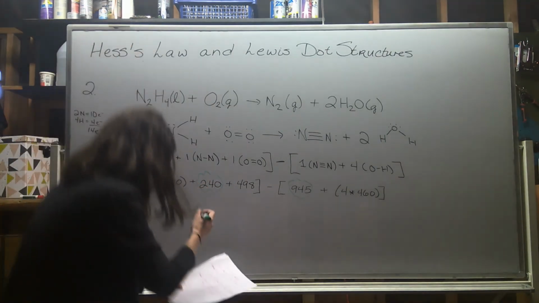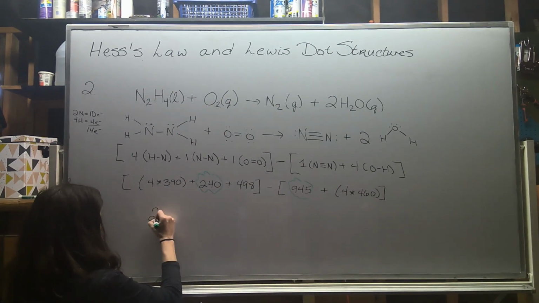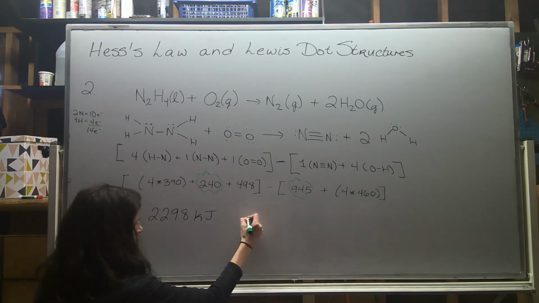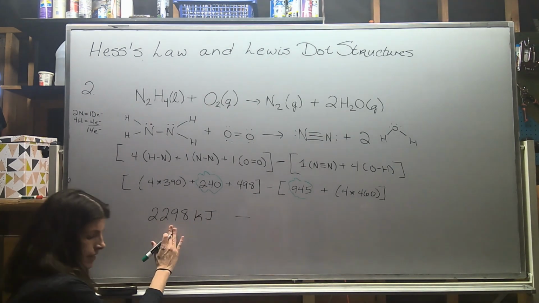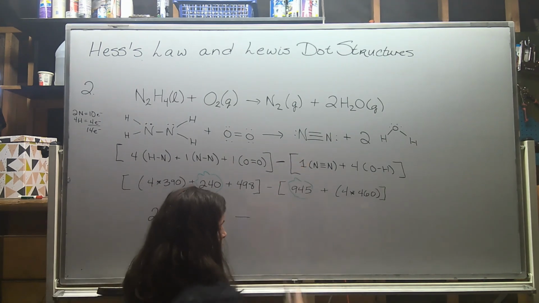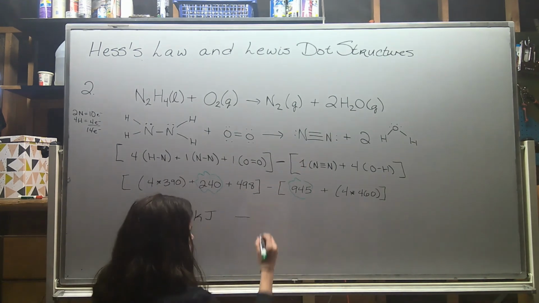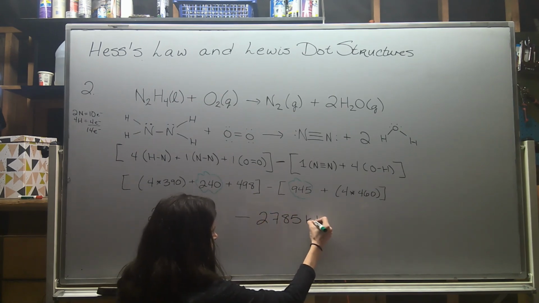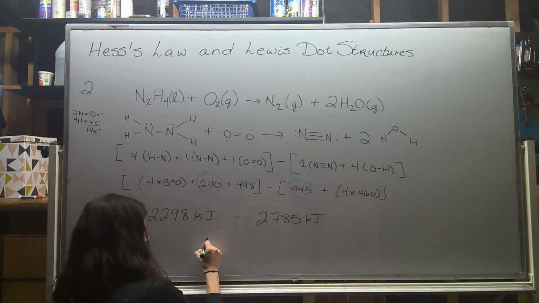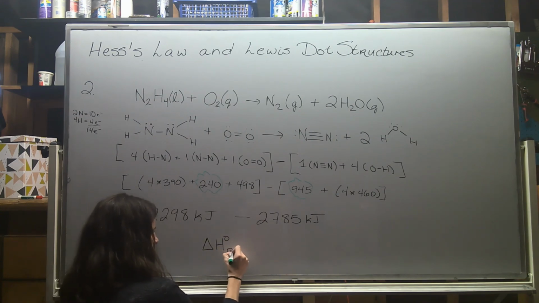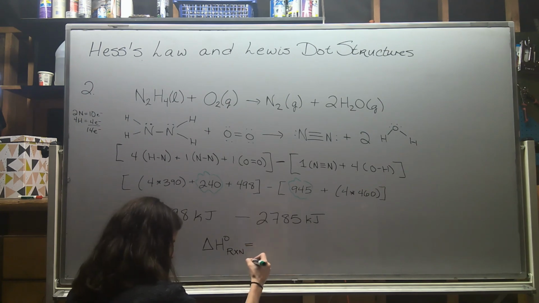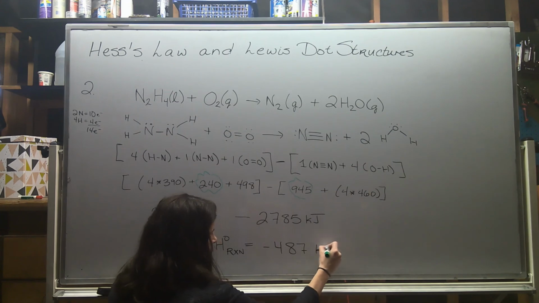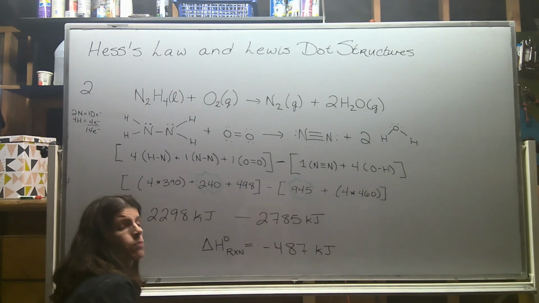So we want to add up all of this. And when I did that, I got 2,298 kilojoules. Positive takes energy. Negative, the formation of the bonds releases energy. So 2,785 kilojoules. I subtracted those values and I got a delta H, an enthalpy for my hydrazine combustion reaction of negative 487 kilojoules. Again, combustion, we would expect it to be exothermic.